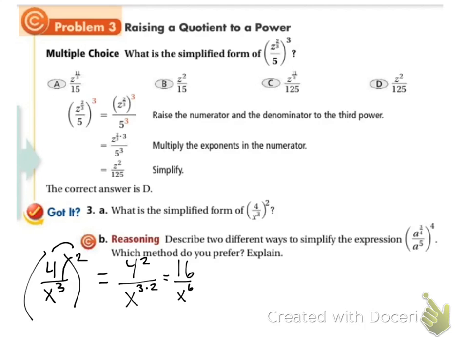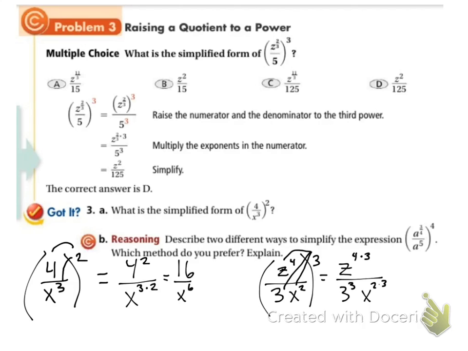Let's try one more. Let's do z to the 4th over 3x squared, all that to the 3rd. So the 3 needs to go to the z, to the 3, and to the x. So this is z to the 4 times 3, 3 to the 3, and x to the 2 times 3. On the top we get z to the 12th over 27x to the 6th. And that would be our answer.